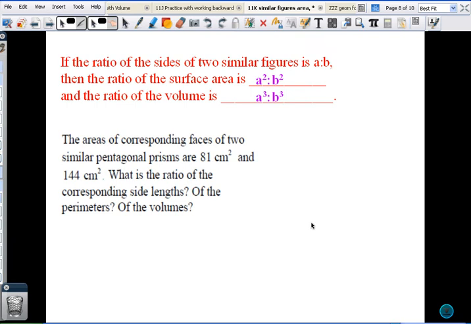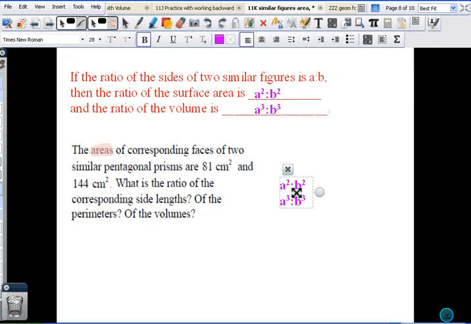So, for example, this first one, it says the areas of corresponding faces. It's really important to notice what they give to us. And each time, we have a different starting point potentially. So they're giving us the areas. I still think that it's good practice when doing these problems, if it says volume, go ahead and immediately set this up so that you have all of your ratios. So we have A to B, A squared to B squared, and A cubed to B cubed. Because then you can just go in and fill in the information that you're given.